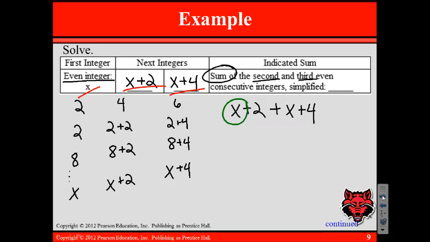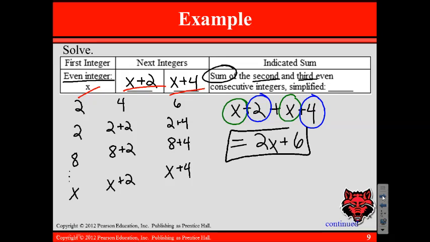I have x and x. I have 2 and 4. x plus x makes 2x. 2 plus 4 gives me 6. I can't combine like terms any further than that, and that's the solution.